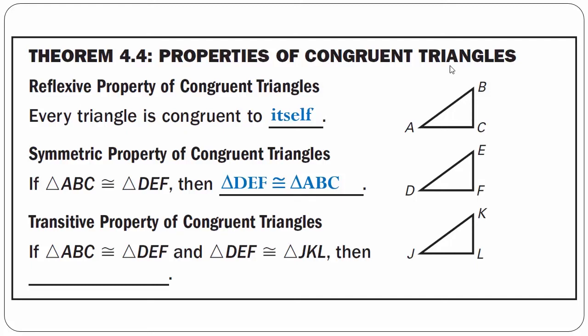Transitive property of congruent triangles. If triangle ABC is congruent to triangle DEF and triangle DEF is congruent to triangle JKL, then by using the transitive property, which gets rid of the middle guy, which is triangle DEF, we can say that triangle ABC is congruent to triangle JKL.